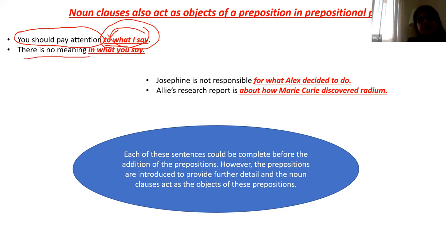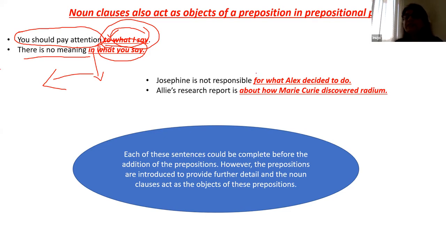Second one. There is no meaning in what you say. So, in what you say, the noun clause is coming before the preposition. What is the preposition? The preposition is in. Does the sentence before the preposition have a complete meaning? We have to see whether the sentence before the preposition is complete. Yes, it is complete. It's a complete sentence. So hence, what you say, which is coming after the preposition, the noun clause is acting as object of a preposition. Okay.